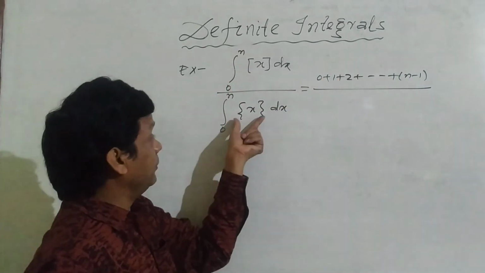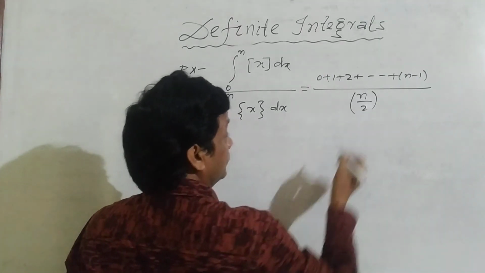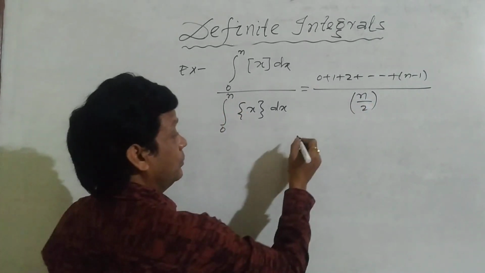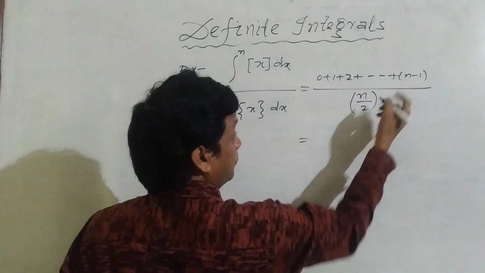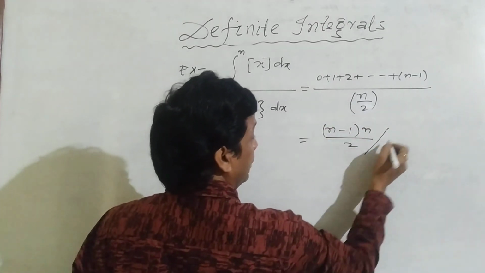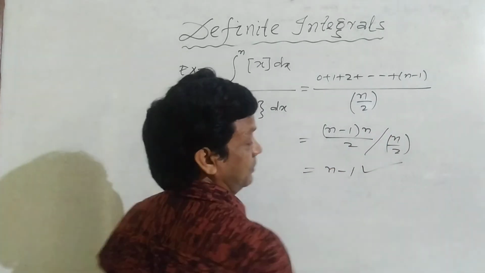And 0 to n fractional part of x dx. It will be n by 2. Upper limit minus 0, n minus 0 by 2. It is n by 2. And what is the formula? 1 plus 2 plus 3 up to n minus 1. N minus 1 into n by 2, divided by n by 2. So n by 2 cancels, remain n minus 1. So this is the answer.